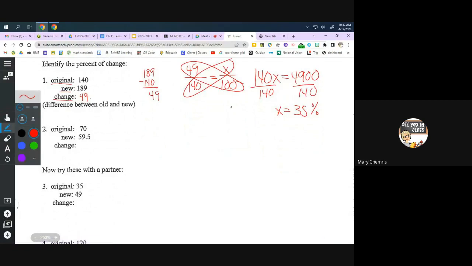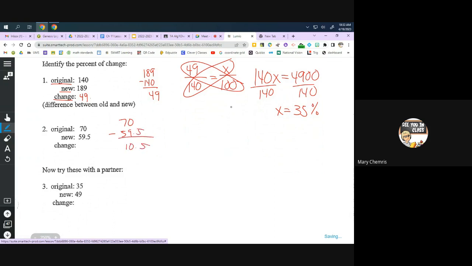The next one has original of 70, new of 59.5. So obviously this is going to be a percent decrease because it's going down. I subtract 59.5 from 70. I get 10.5. That's my change. I put my change over my original equals x over 100. And I say 70x equals, and I do 100 times 10.5, which is 1050. Divide by 70, divide by 70, and x equals 15%.